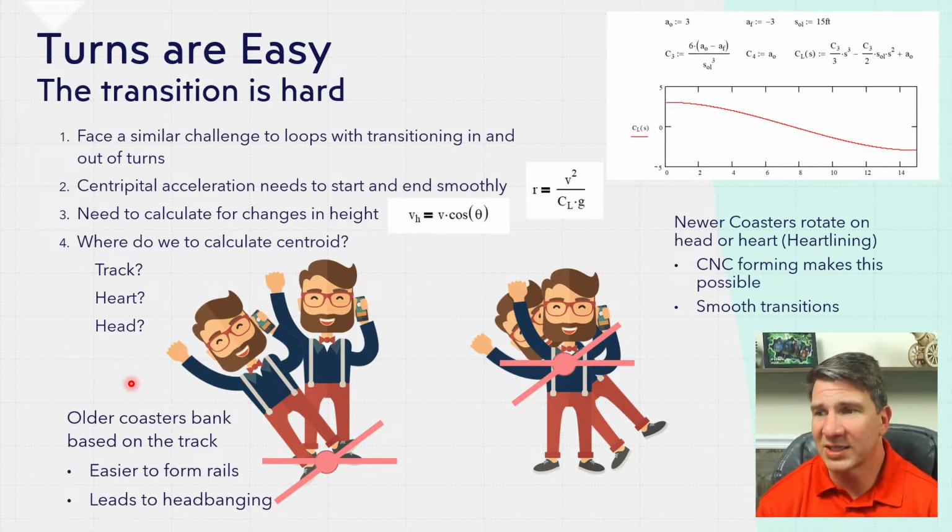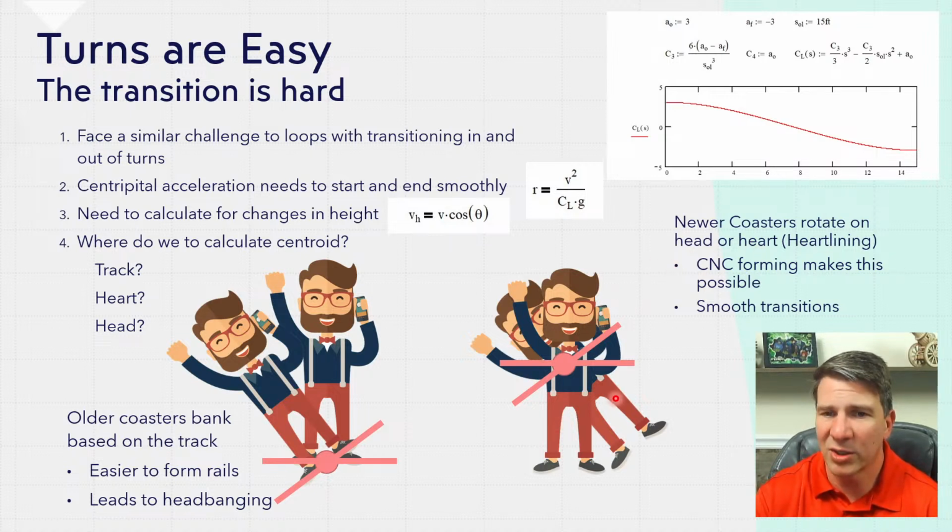Back in the days, before the 2000s, we really didn't have computer numeric controlled machines, especially in the pipe forming realm. They weren't widely available. We didn't have the computing power to do this. And as a result, it led to a lot of headbang. A lot of people don't like aero coasters for this reason. New coasters, though, they call this heart lining.